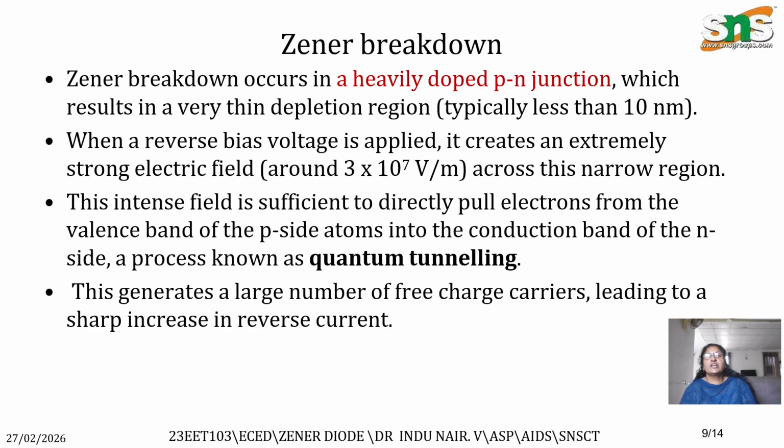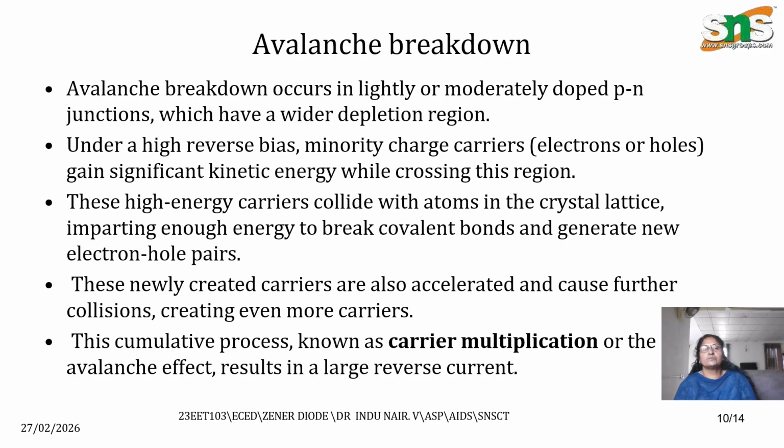Zener breakdown. Zener breakdown occurs in a heavily doped PN junction, which results in a very thin depletion region, less than 10 nanometers. When a reverse bias voltage is applied, it creates an extremely strong electric field, around 3 times 10 to the power 7 volts per meter, across this narrow region. This intense field is sufficient to directly pull electrons from the valence band of the p side into the conduction band of the n side, a process known as quantum tunneling. This generates a large number of free charge carriers, leading to a sharp increase in reverse current.